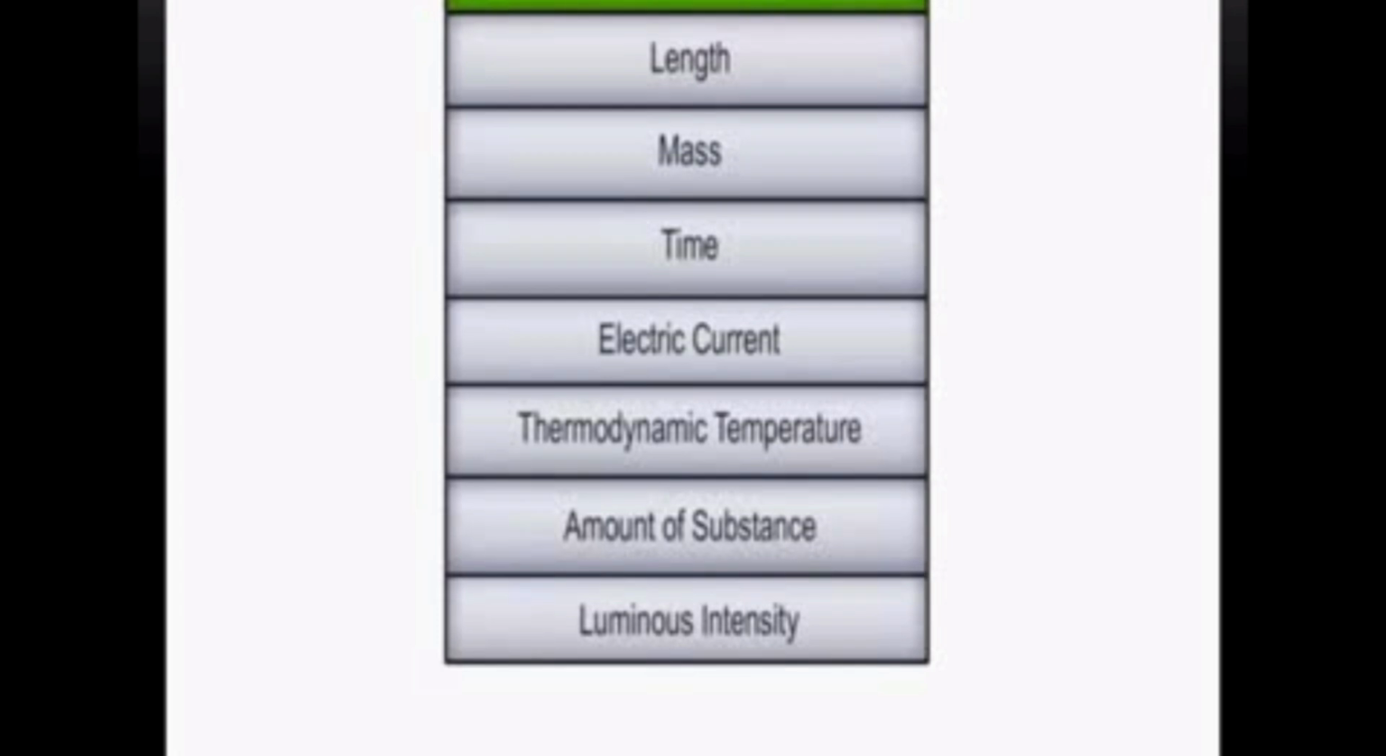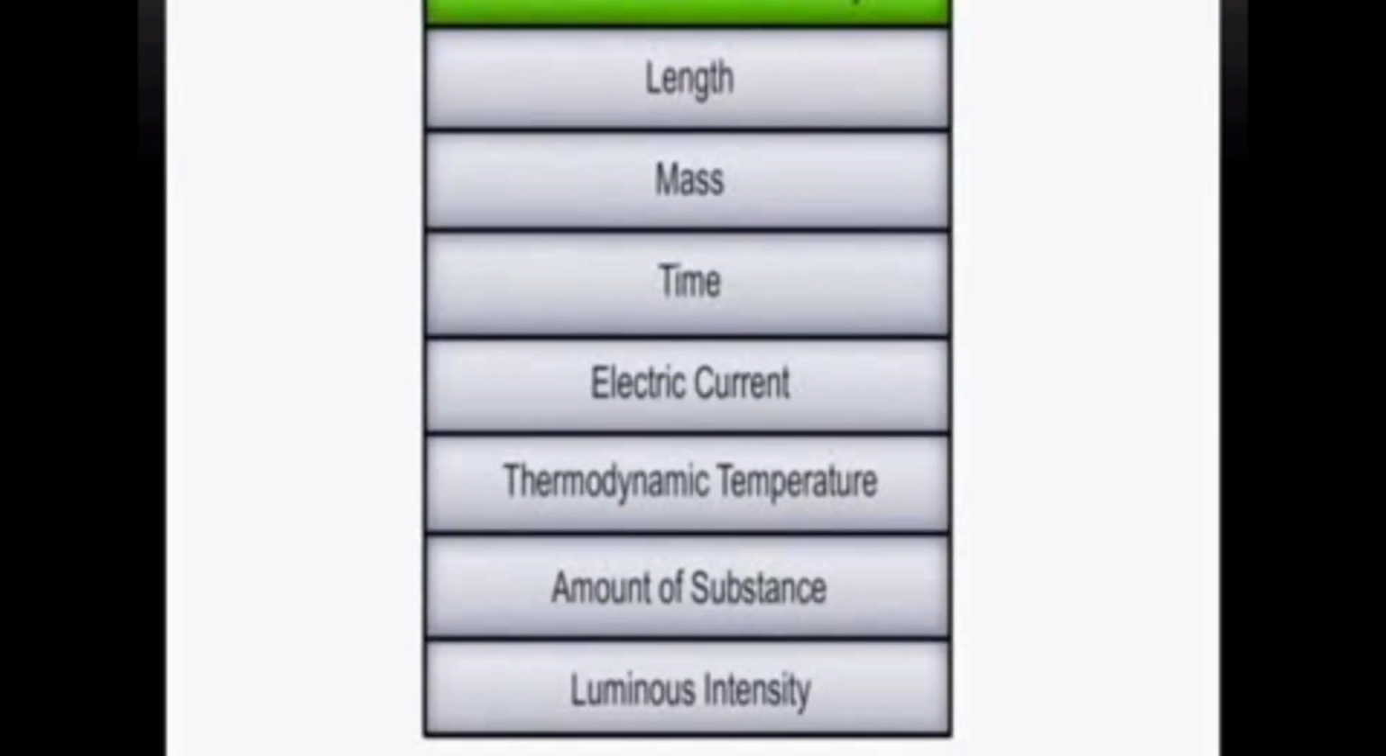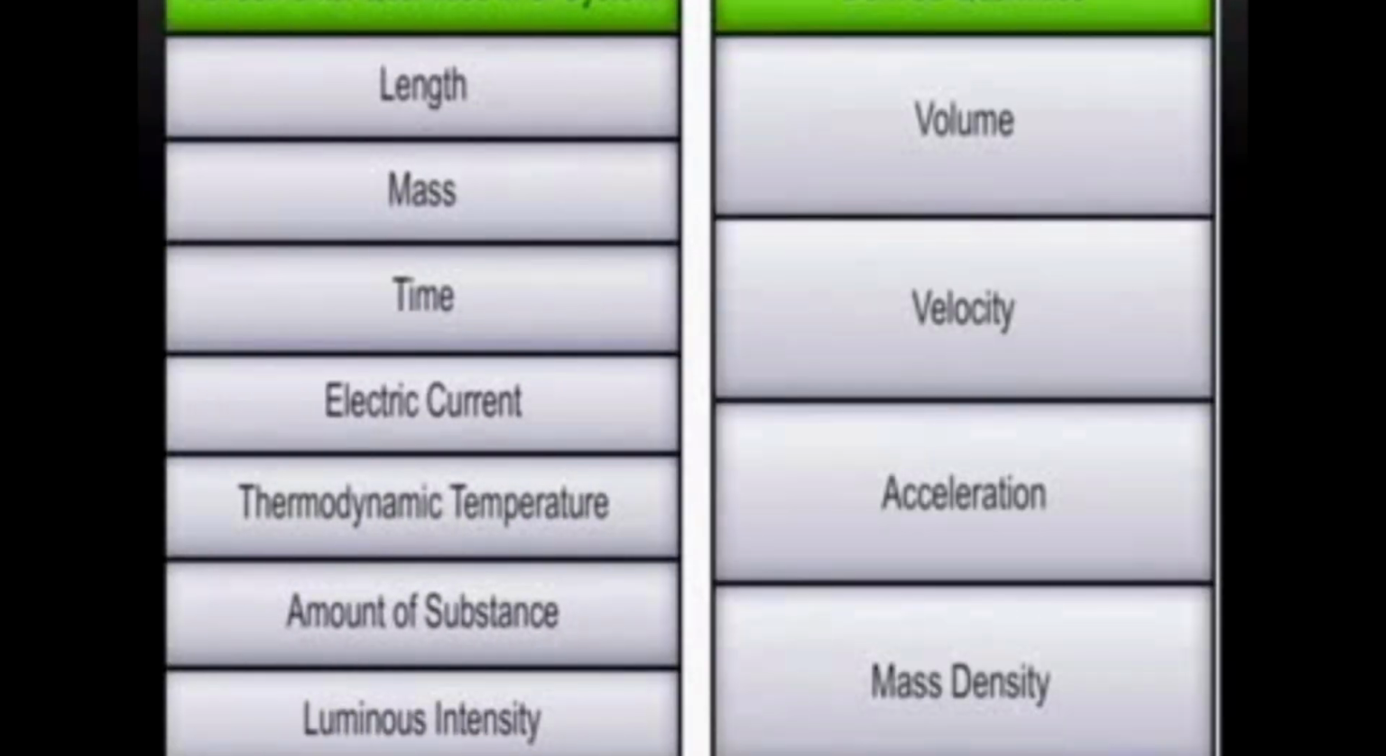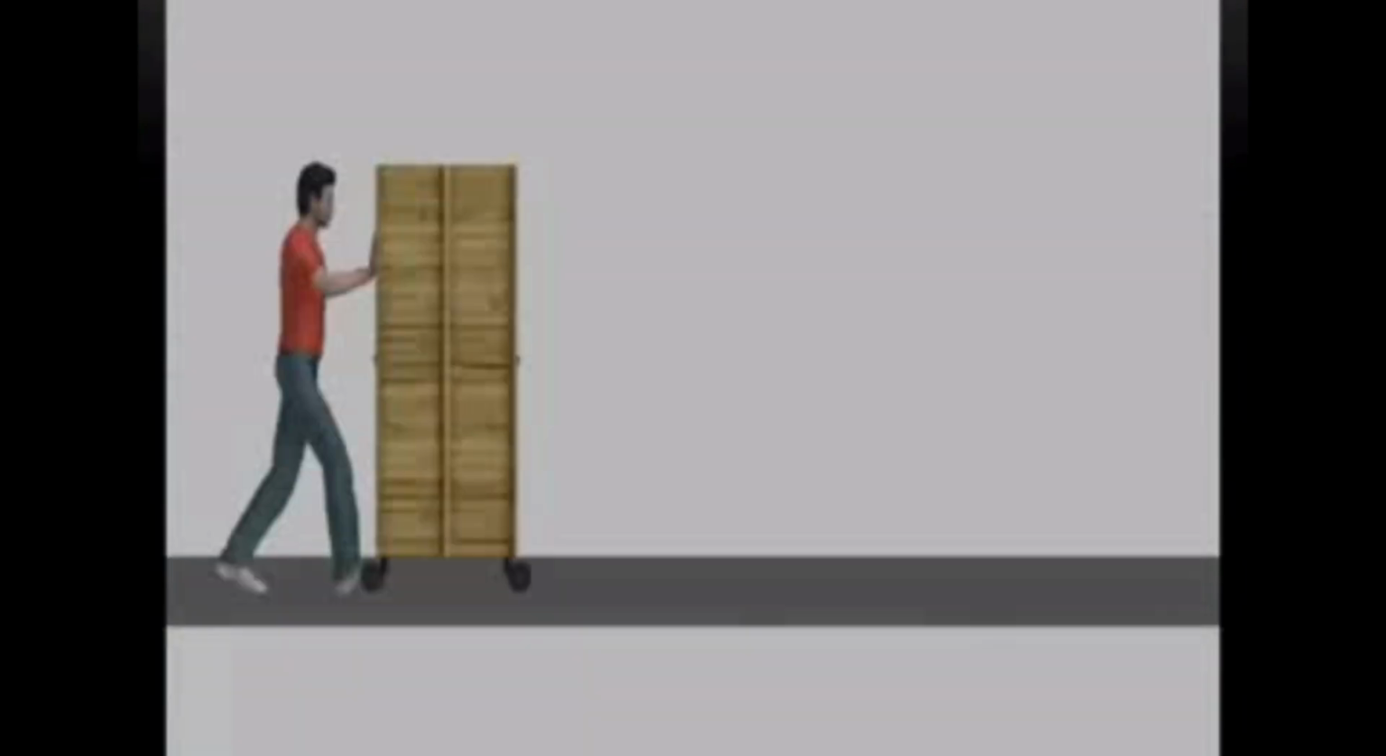So dimensional analysis. Now we are going to see the dimensional analysis and what is the use of dimensional analysis. Basically, we are using only these 7 fundamental quantities. Using these 7 fundamental quantities, we can give the dimension for the derived quantities. So, for example, derived quantities are volume, velocity, acceleration, and mass density. Volume can be defined on the basis of these fundamental quantities. Velocity also we can define.